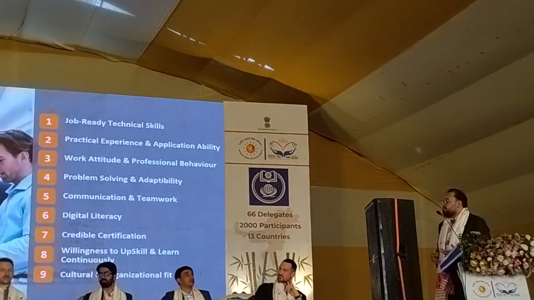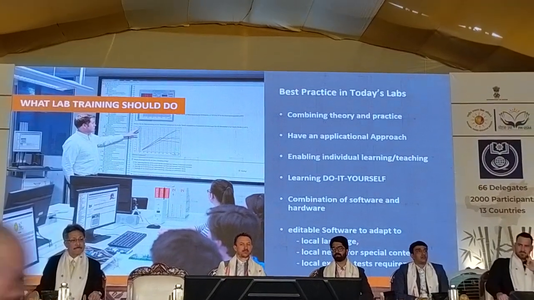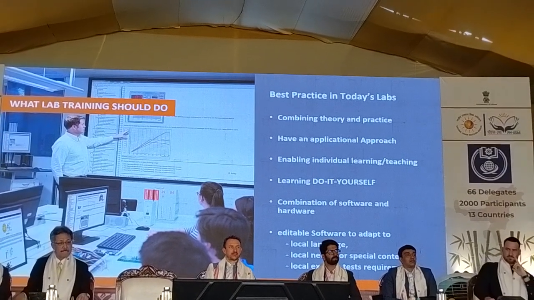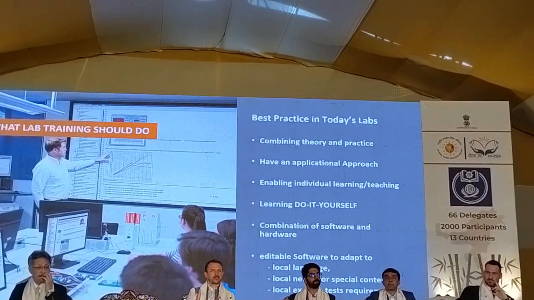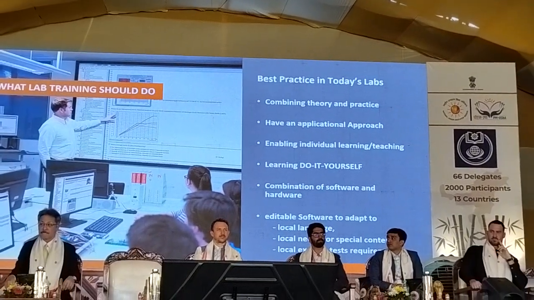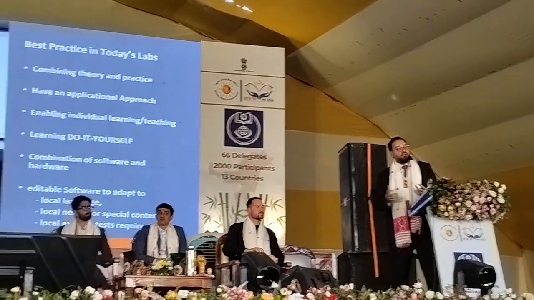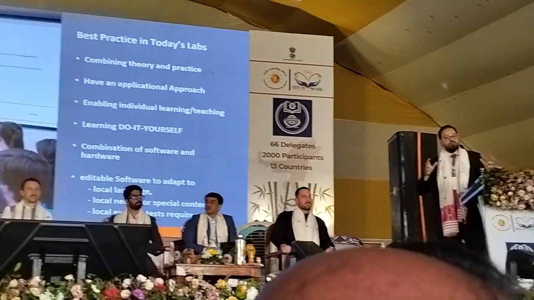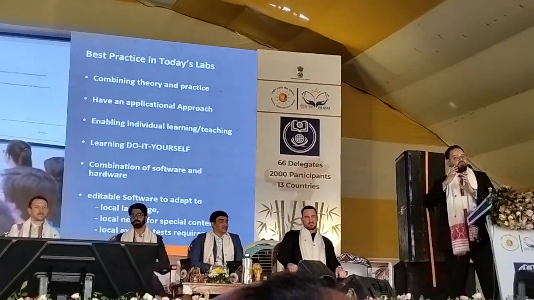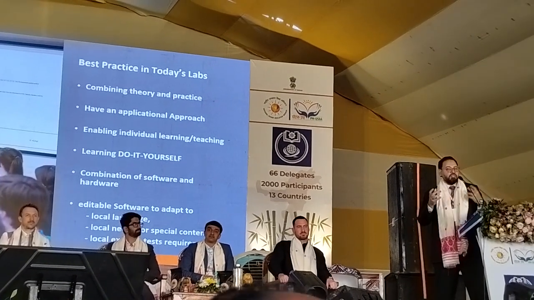So how do we fulfill that? We need to keep these points in mind when we're designing a training environment. The best practice is that we need to combine theory and practice. What do I mean? In engineering colleges we have a very separate layout: a lab session and a theory session. You have a 3-hour theory session and then a 1-hour lab session towards the middle of the week. What happens there?